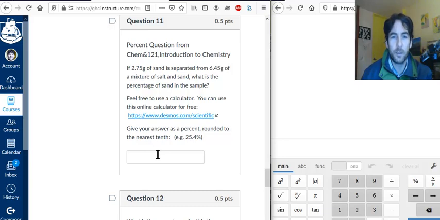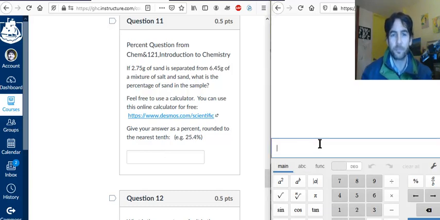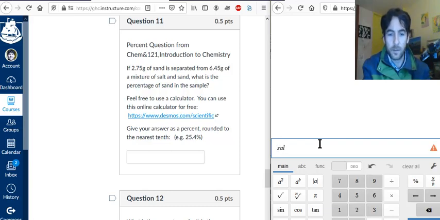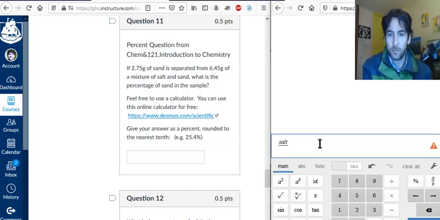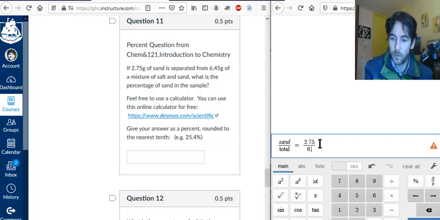So what we need to do is figure out the part over the total, the grams of sand over the total amount. That is 2.75 over the total amount, which is 6.45, right? And that will give you the percentage.